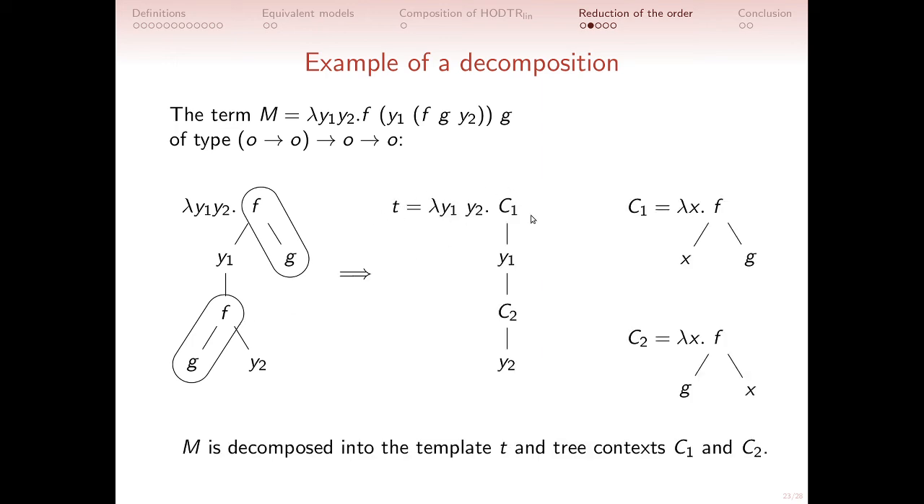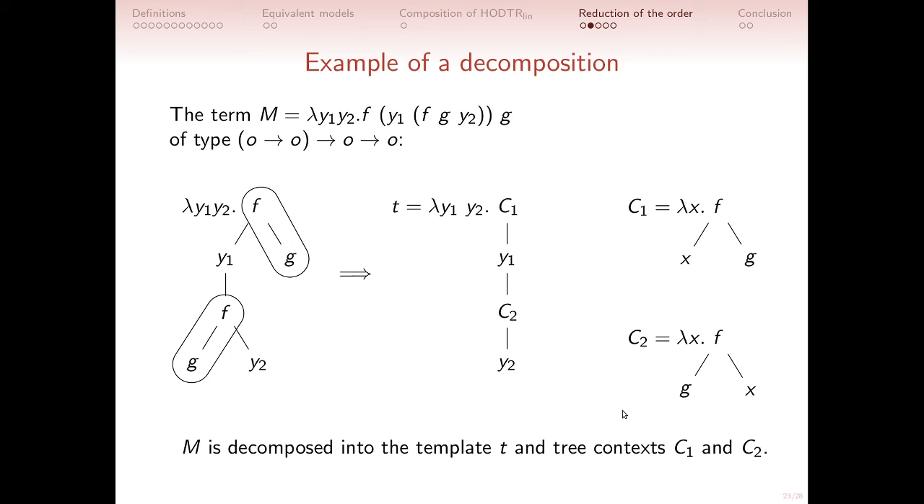So this is the template, and we replace each of the tree contexts with a new fresh variable, and we isolate the tree contexts. Tree contexts are trees with variables of atomic types. This is important because it means that tree contexts are of order 1, and we'll see that order is important when we want to reduce the order, of course.